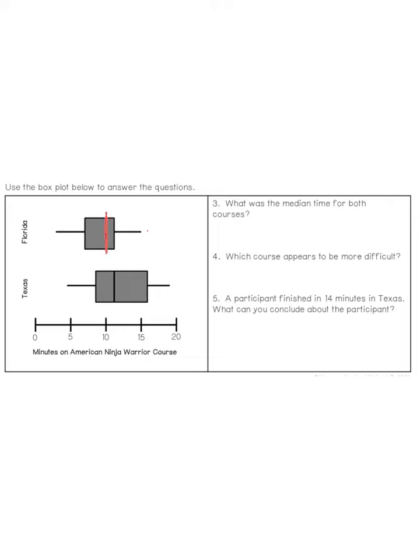So for Florida, it is 10. And for Texas, it is right after 10. I would say it's about 12. So for Texas, it is 12. All right, which course appears to be more difficult? That would be Texas, because there is a larger range.